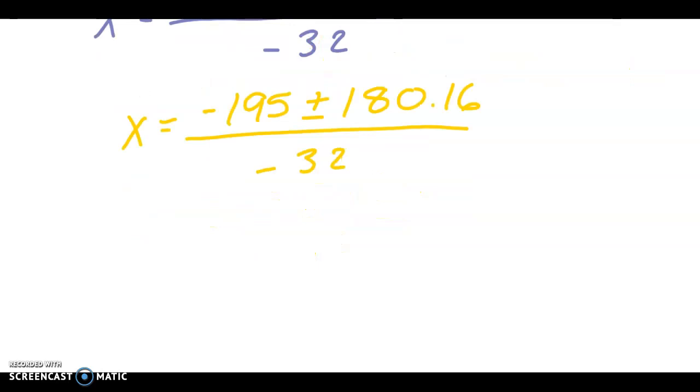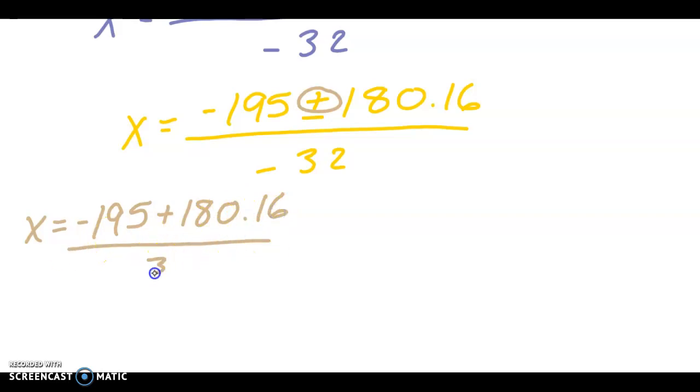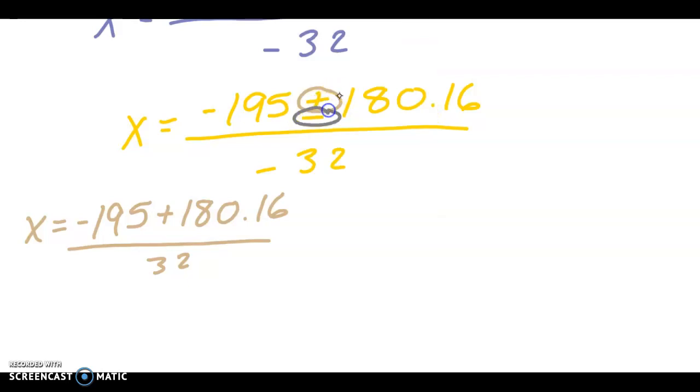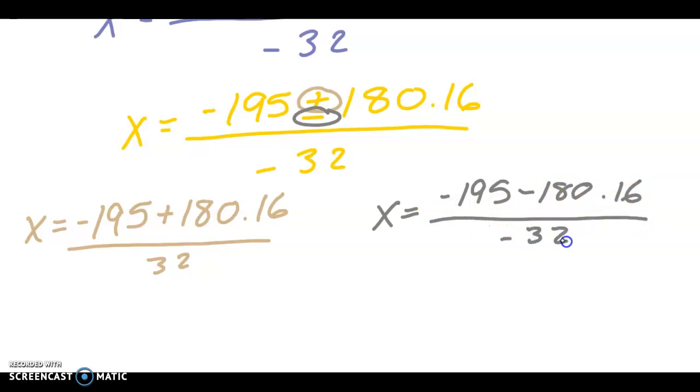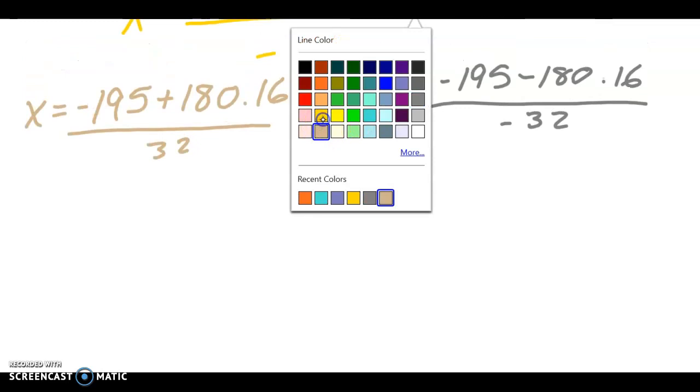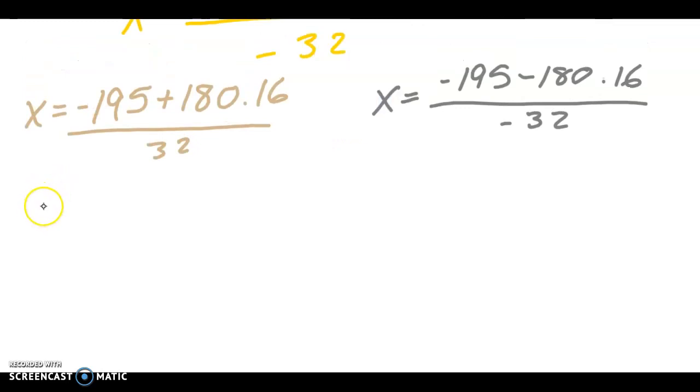So when we're adding, we're going to have x is equal to negative 195 plus 180.16 divided by 32. And then when we're subtracting, we're dealing with x equals negative 195 minus 180.16 all over negative 32. So let's go ahead and simplify these, and I want to talk real briefly about this situation, kind of visualizing it and seeing what that means.